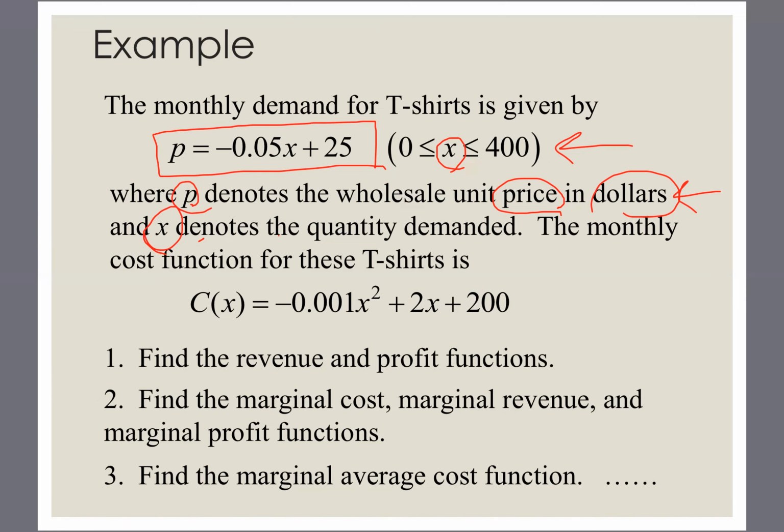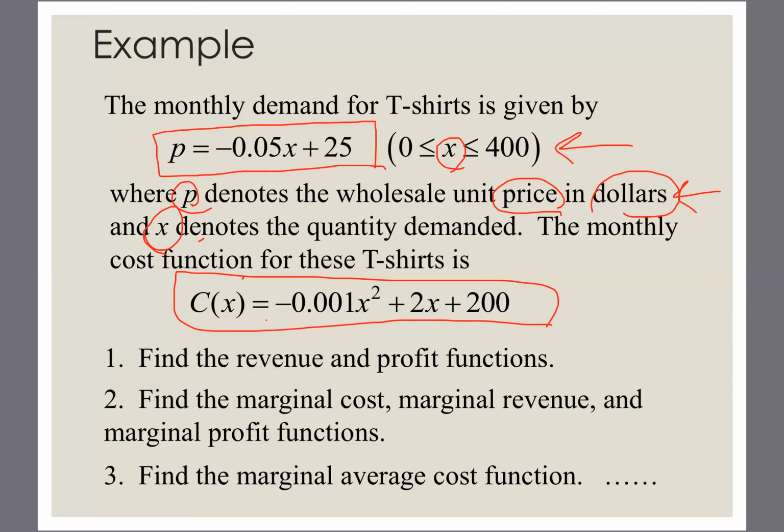So therefore, the cost function is given this way: C(x) equals minus 0.001x squared plus 2x plus 200, right? This is the cost function. Then what is the question? Yes, what is the question?